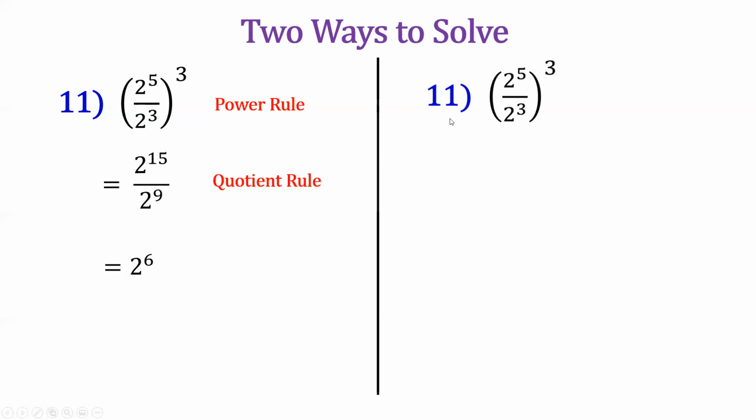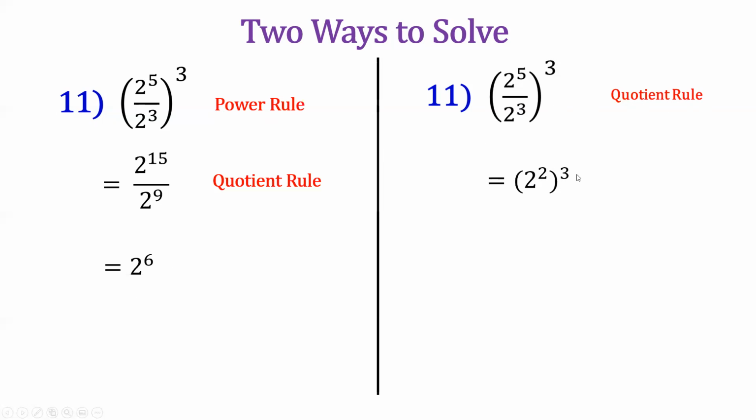So we can do number 11 a different way. Now we can just flip it. We can do it the other way. In other words, instead of starting with the power rule, this time I can start with the quotient rule. So I'm going to do 2 to the 5th power divided by 2 to the 3rd power. I'm going to subtract my exponents. 5 take away 3 will give me 2 to the 2nd power. And I still have it all raised to the 3rd.